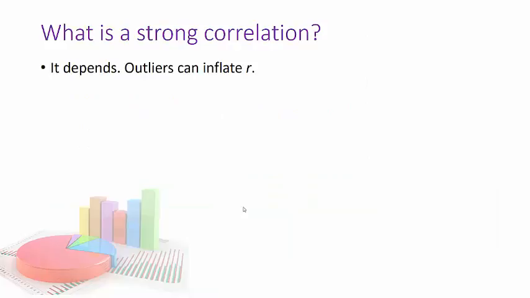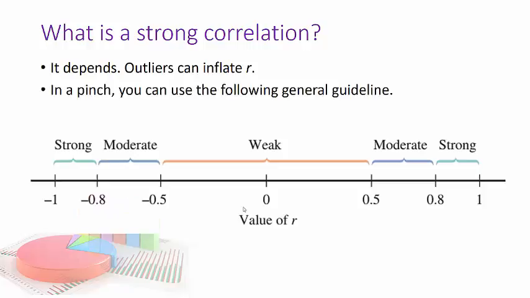So I've been using the word strong. When can we say something is strong? Well, it depends. Outliers can inflate R, so be careful there. But in a pinch, you can use the following general guideline. If it's between -0.8 and -1, that's a very strong negative correlation. Between -0.5 and -0.8, that's a moderate negative correlation. Weak is anything from -0.5 to +0.5, which is pretty much half your range. Moderate positive would be 0.5 to 0.8, and strong would be 0.8 to 1. All right, that's just a general guideline.